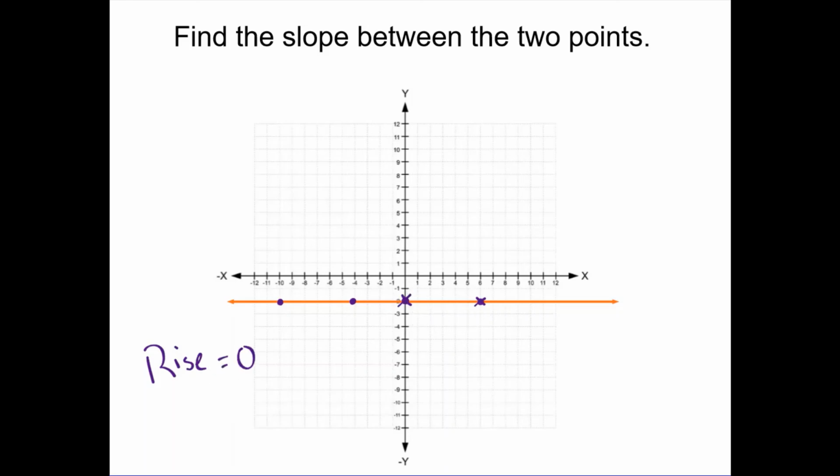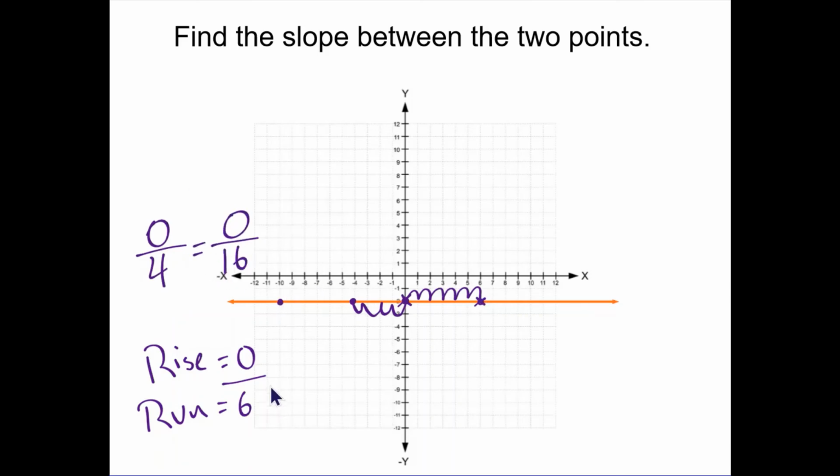I just counted 0. Then to the right, 1, 2, 3, 4, 5, 6. So my run is 6, but you can tell that actually it doesn't matter. From this to that, my run would be 1, 2, 3, 4, that would be a rise of 0 and a run of 4. This to that would be a rise of 0 and a run of 16. All of those are going to be equal, and they're just going to be 0. The slope of this line is 0. It doesn't have any rise to it, so the top of this fraction will always remain 0.